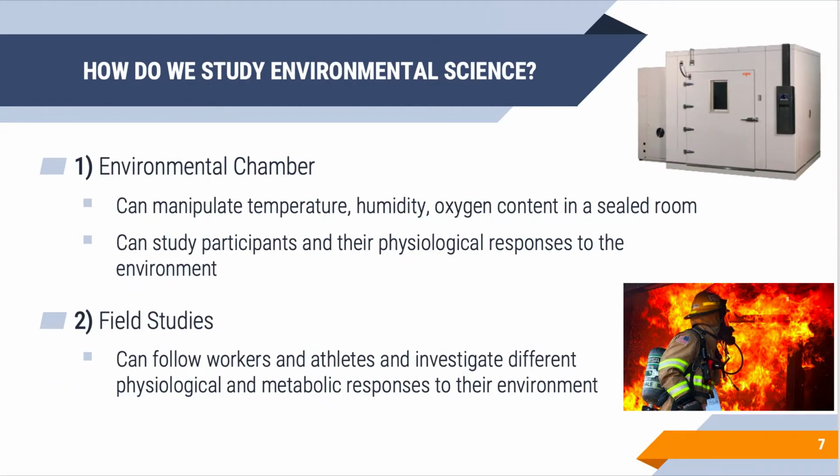So how exactly do we study environmental science? Two main ways. The first, in a more controlled setting, is something called an environmental chamber. That first image on the top there is an environmental chamber. It's literally a box or a room where we can manipulate temperature, humidity, or oxygen content. We can study participants and their physiological or metabolic responses within a fixed and controlled environment in a laboratory setting.